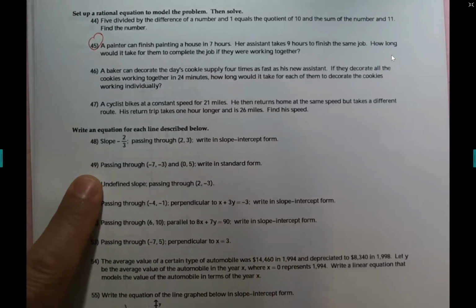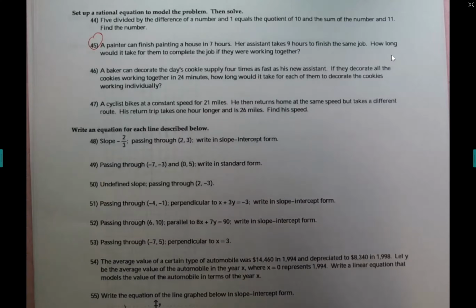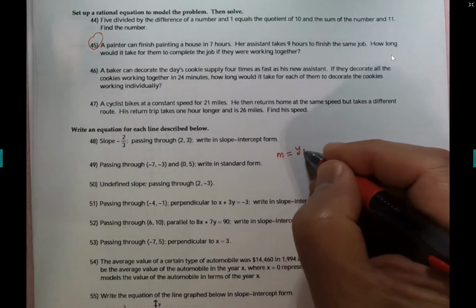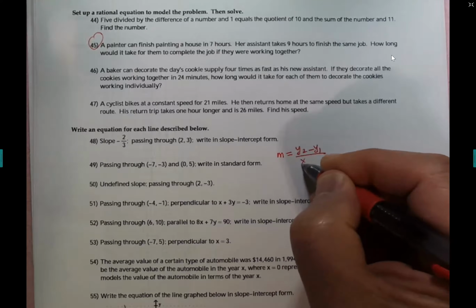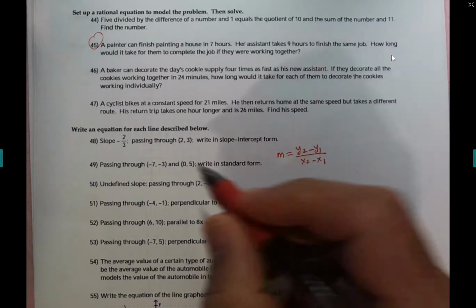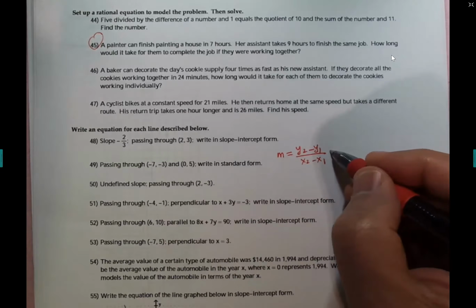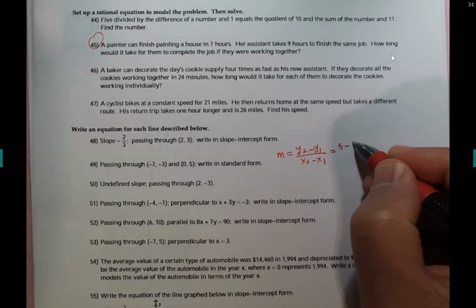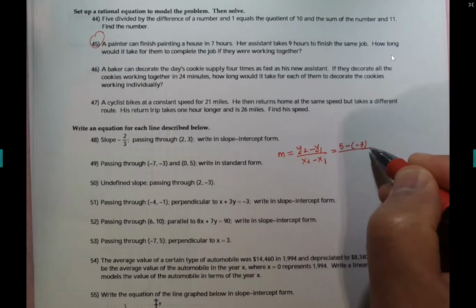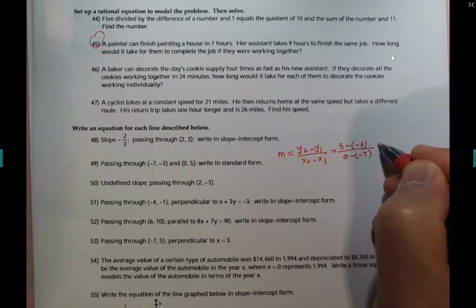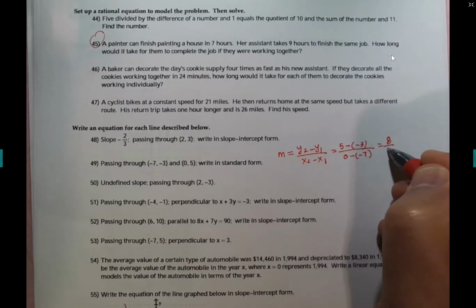49. Passing through 2 points. Well, passing through 2 points, guys, you have to find the slope first of all. So what's the slope? There's a formula for the slope, which is y2 minus y1 divided by x2 minus x1. So y2, I could use 5 minus negative 3 and divided by 0 minus negative 7. And that's 8 divided by 7.